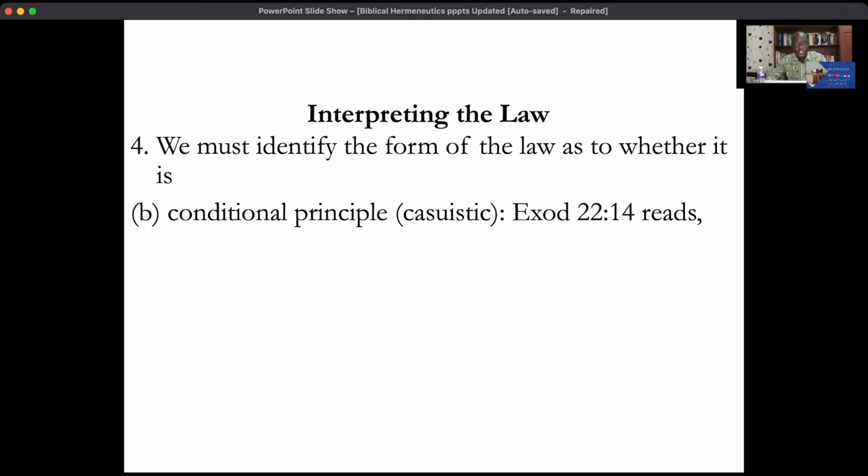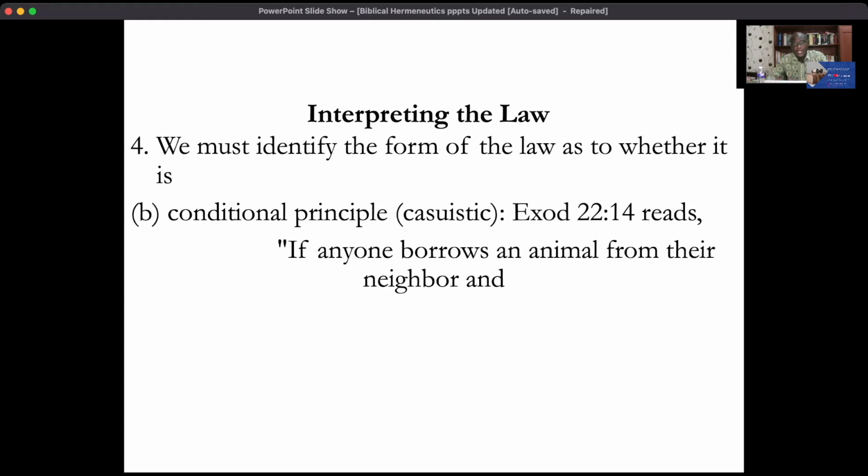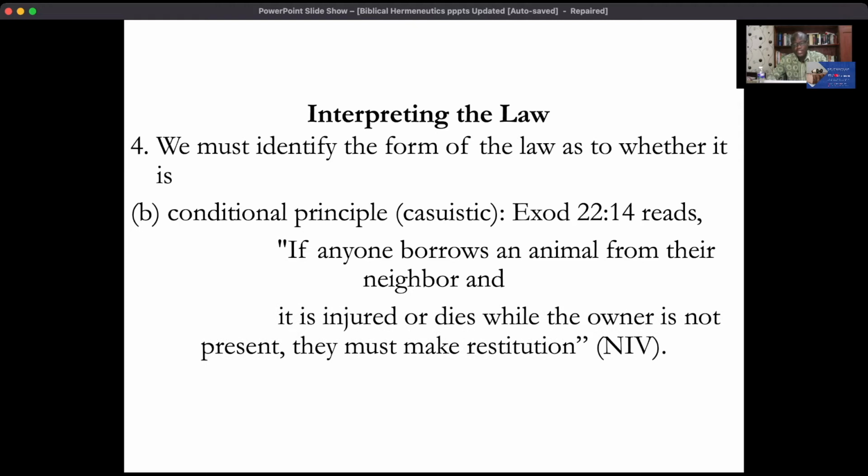Casuistic laws usually begin with a condition. It's called a conditional law. So Exodus chapter 22, verse 14 reads, "If anyone borrows an animal from their neighbor and it is injured or dies while the owner is not present, they must make restitution." And so that is "if." And so this law is conditional.